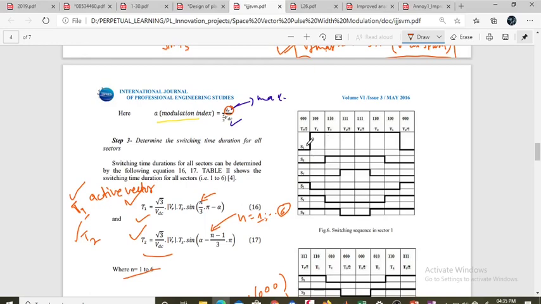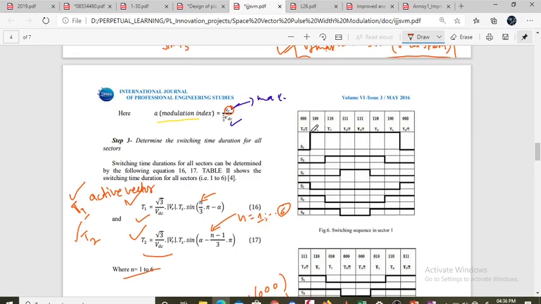So S1 is applied here, S3 is applied here, S5 is applied here. S2 is the complement of S1, so its pulses will be just reversed. S4 is for S3 and S6 is for S5, so their pulses are just reversed too. Nothing to worry about for these; just worry about the S1, S3 and S5 switching signals.